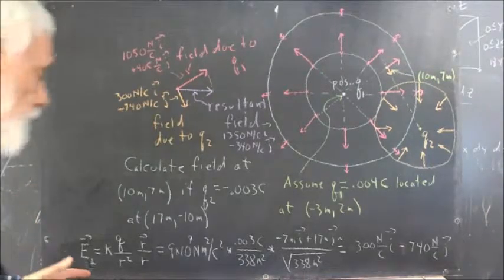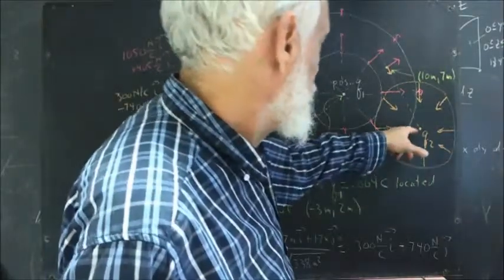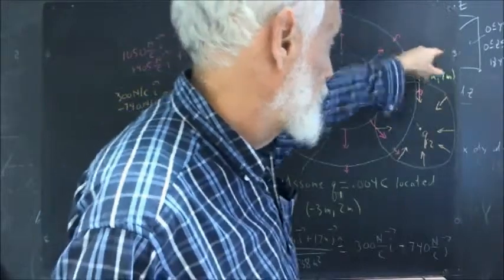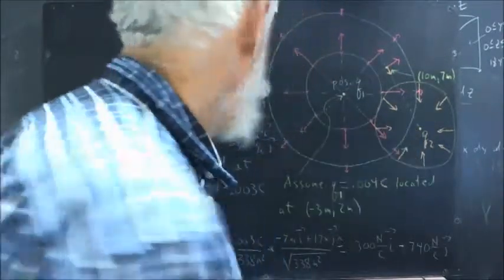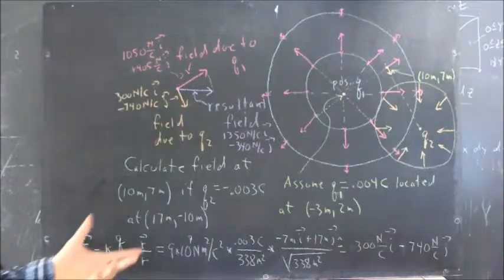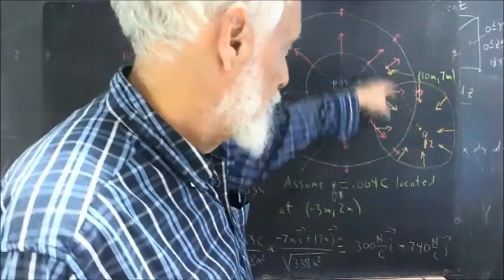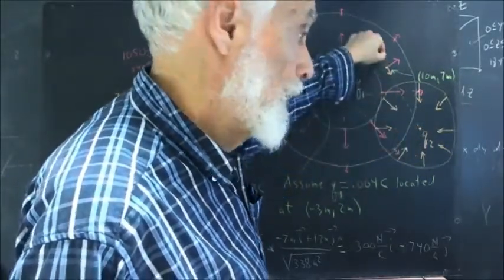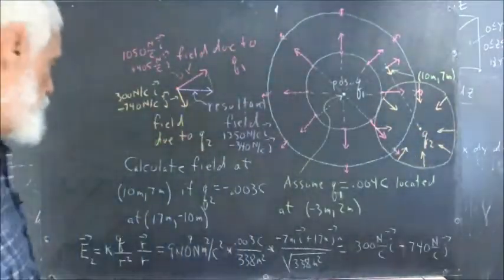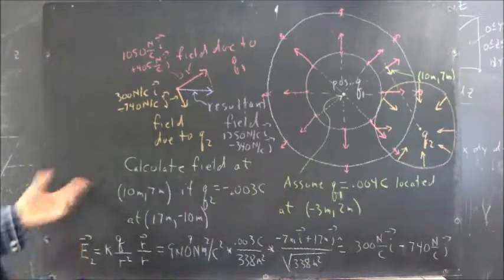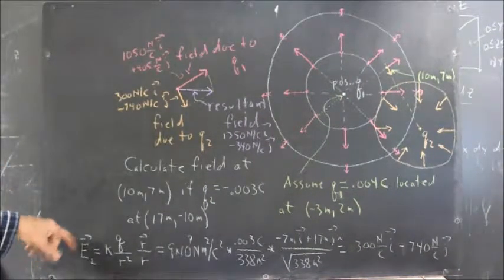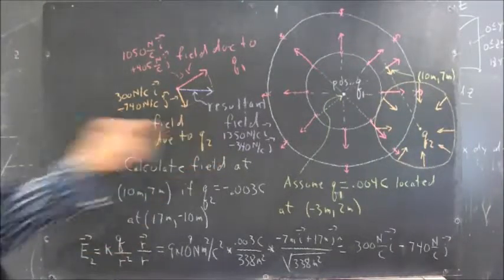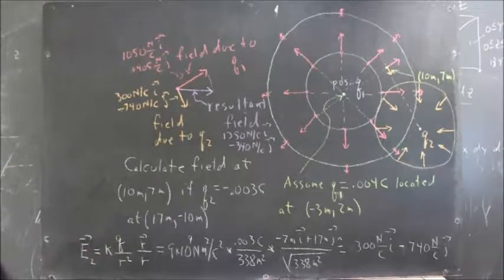Okay, the first thing you would want to do is calculate the electric field at this point due to this charge. Point is 10 meters, 7 meters. This point is 17 meters, negative 10 meters. We could draw the triangle. I'm not going to clutter up the picture, but we're going to have to go negative 7 meters this way, 17 meters this way, which means that we're going to call that the electric field E2, the contribution of a charge Q2.